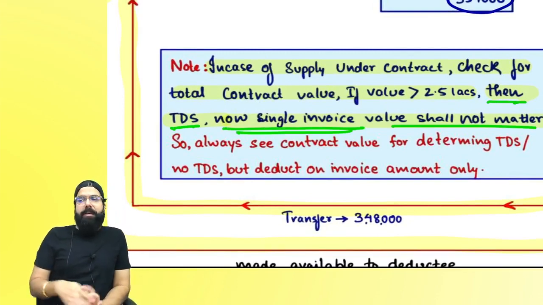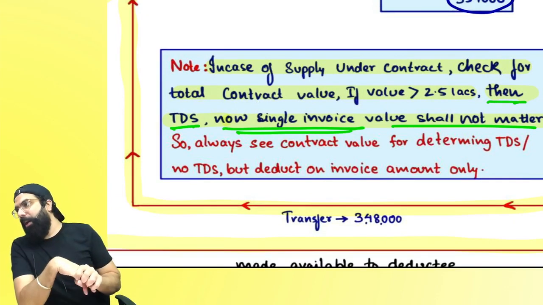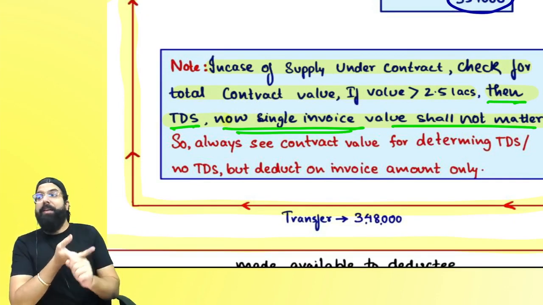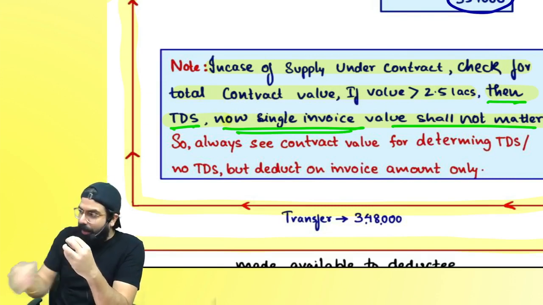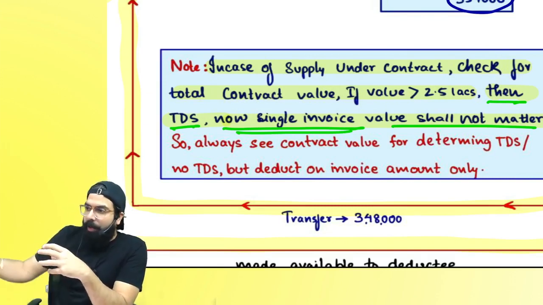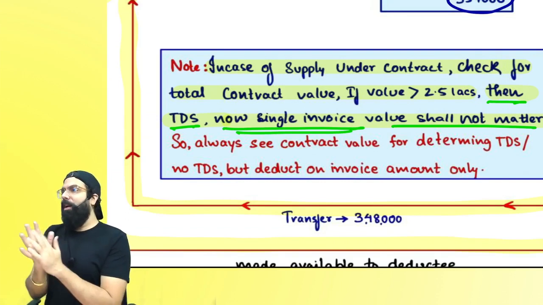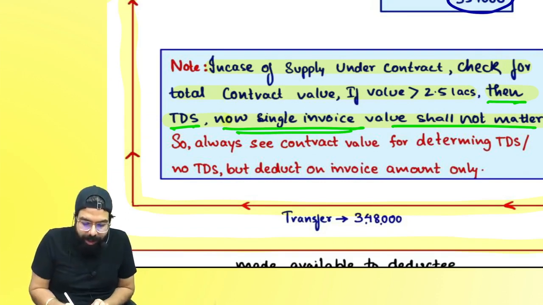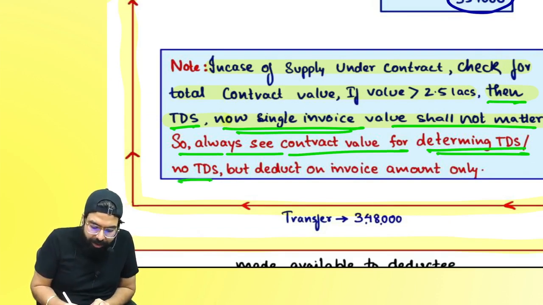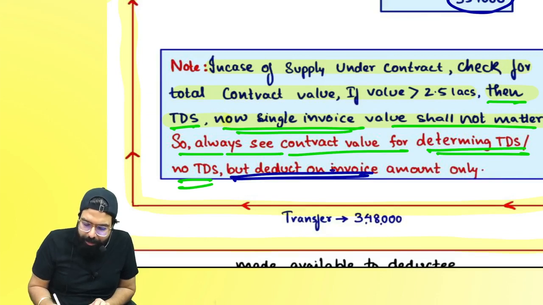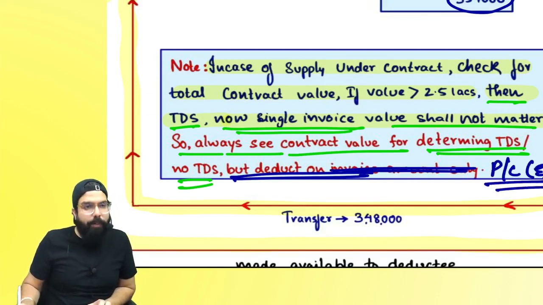So if with a government department you have a contract where the contract value is greater than 2.5 lakh, then in that scenario the government department will deduct TDS on every advance payment, on every payment or credit whichever is earlier. Right, everyone? Always see contract value for determining TDS or no TDS, but you have to deduct on payment or credit, whichever is earlier. I hope everyone is clear.